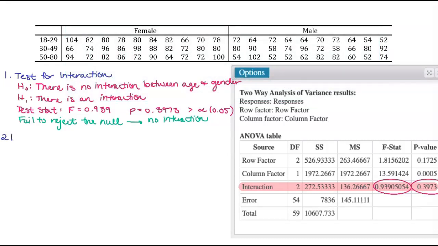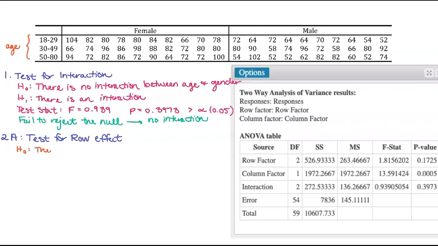The second step is to test for row and column effect. Let's call it step 2A and test for row effect. With this test, the null hypothesis is that there are no effects from the row factor. Our row factor is age, so the null hypothesis is that there are no effects from age, which means the alternative hypothesis, H1, is that there are effects from age. In other words, the null hypothesis is the idea that age does not affect pulse rates, but the alternative hypothesis is that age does affect pulse rates.